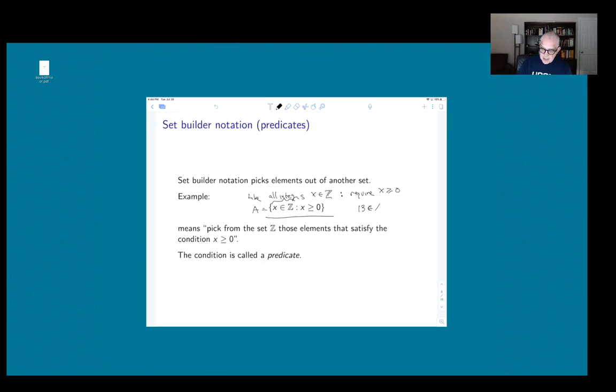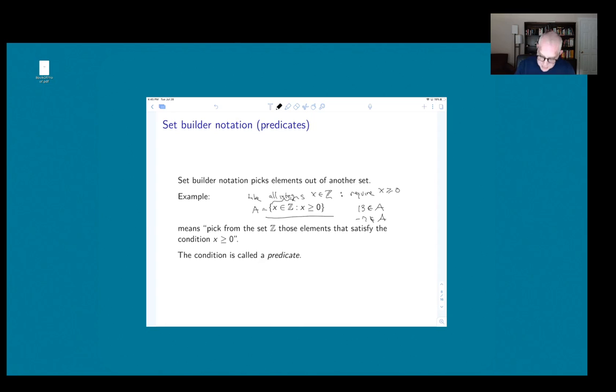13 is an element of A, but negative 7 is not an element of A, because negative 7 doesn't pass the test, x is bigger than or equal to 0. So one mental picture you can have in mind is that you're going down the list of integers and picking out those which pass the test. Sometimes these predicates can be complicated, and you may not even be able to figure out whether the set is empty or not.